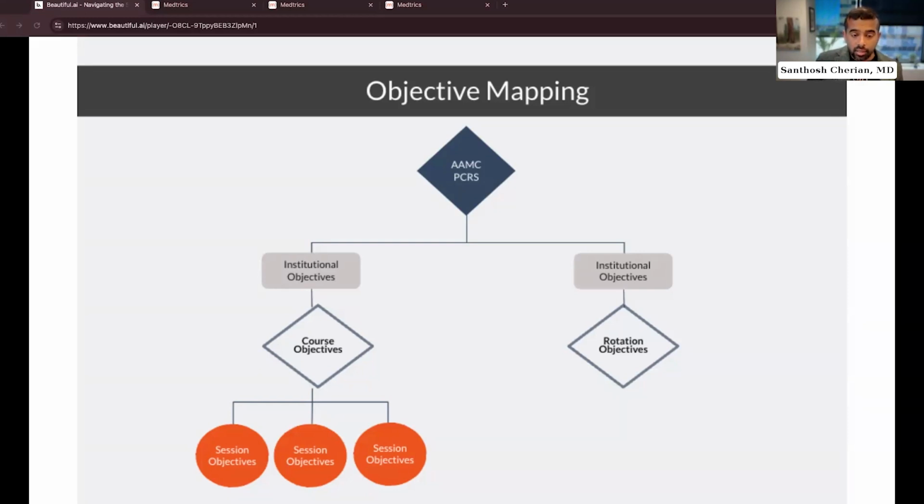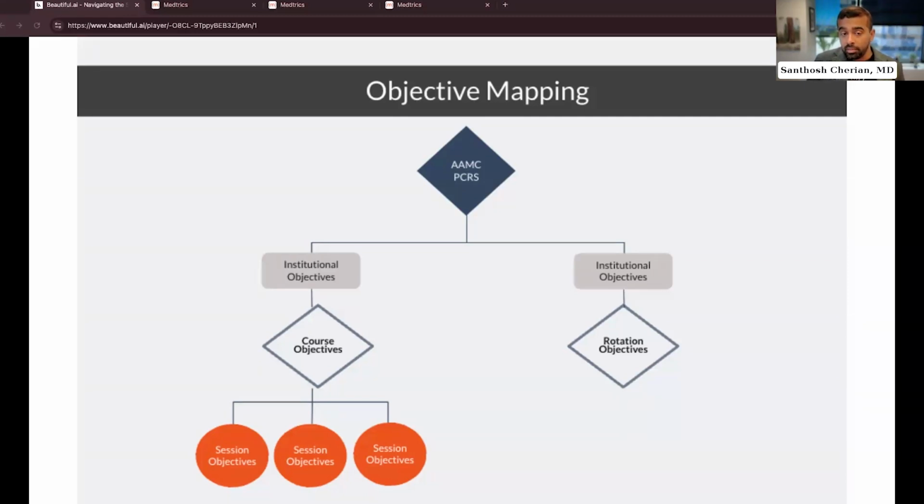Then for the preclinical side, every course, biochemistry, anatomy, they all have objectives. Within each course, you may have multiple lectures, labs, small group sessions, each with their own objectives. So those session objectives are mapped to course objectives. Course objectives are mapped to the institutional objectives. Institutional objectives are mapped to the PCRS. So you can see how this hierarchy allows you to align your entire preclinical content to the national standard that is provided through the AAMC.